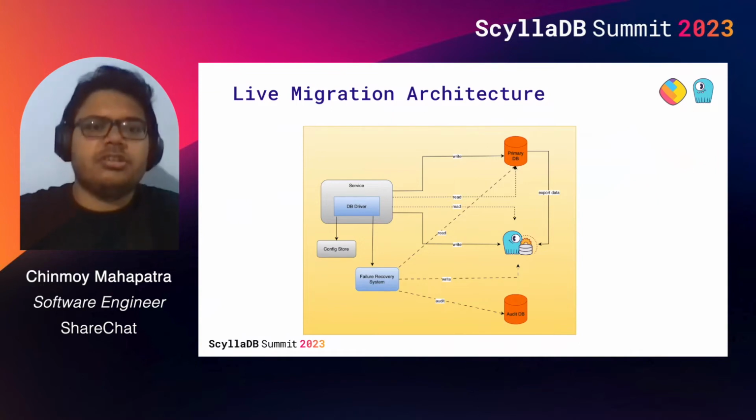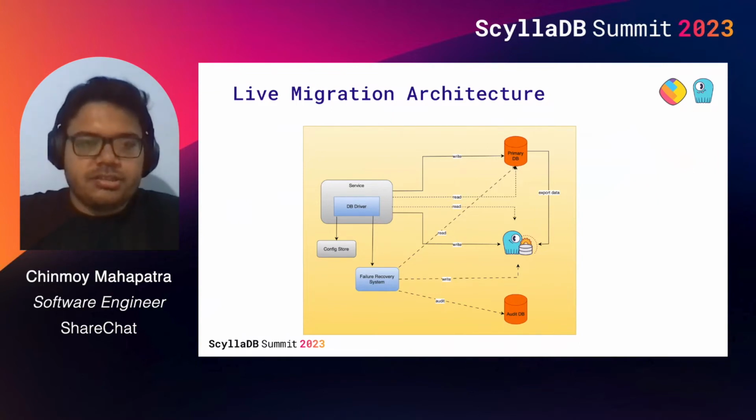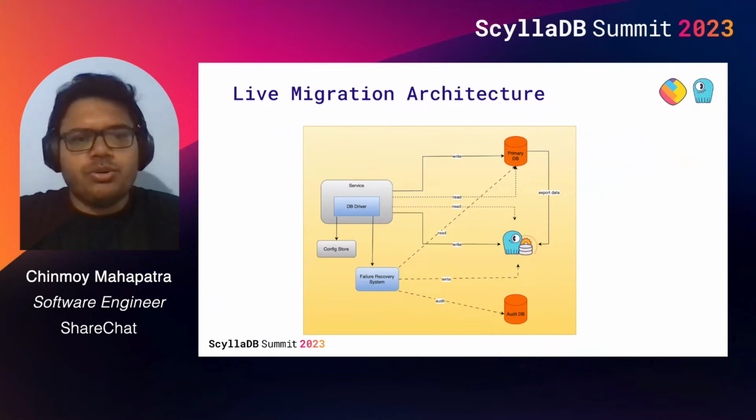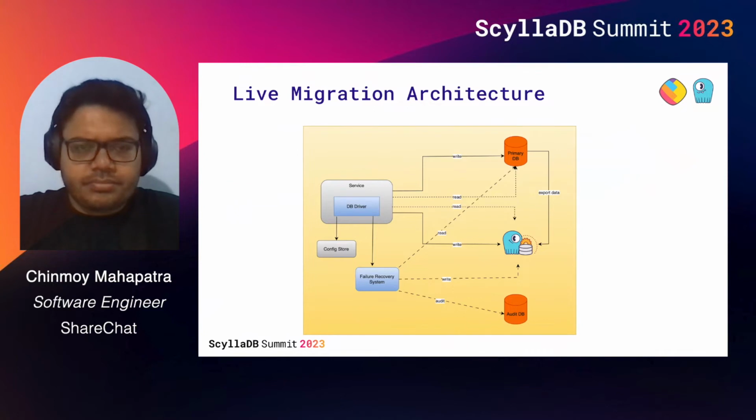If you see from the diagram, we have a service. This service could be an application, a web server, or any other job. Within this service, we have something called a DB driver. I'll go into much deeper later on. Now, this service talks to the primary DB, which is its main database, which is responsible for reading and writing all the CRUD operations basically.